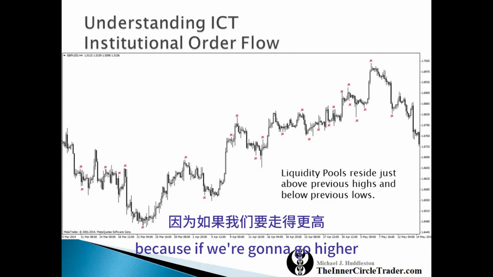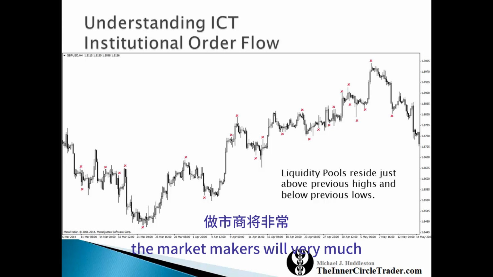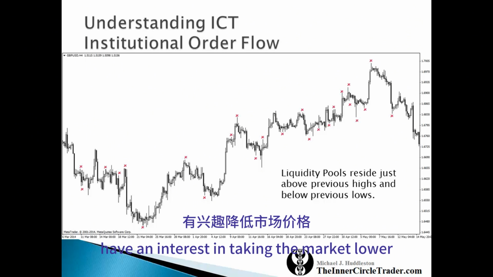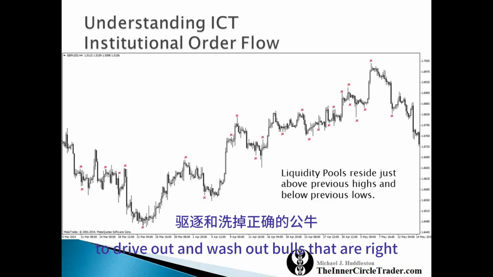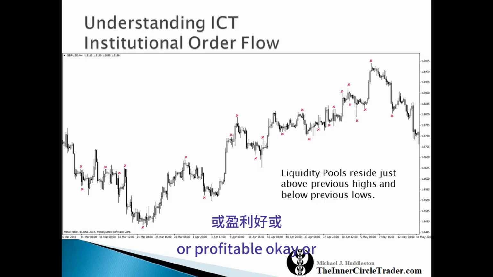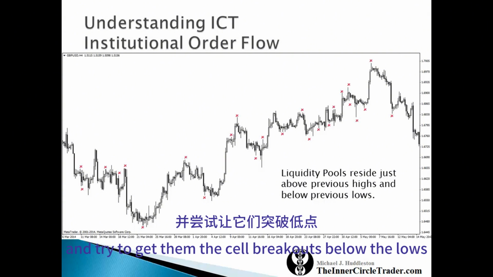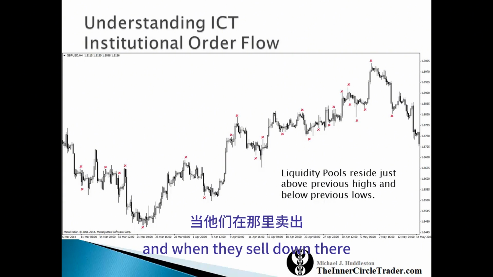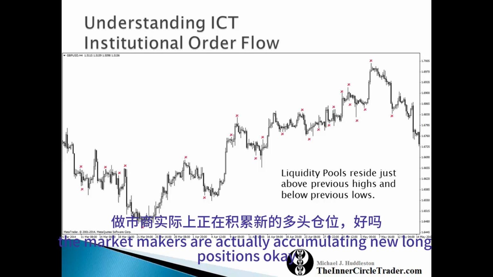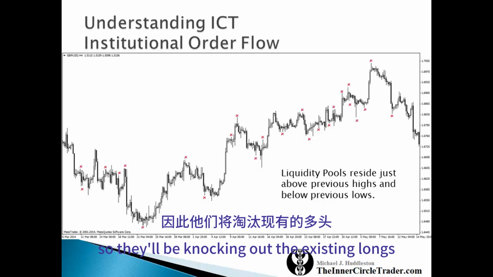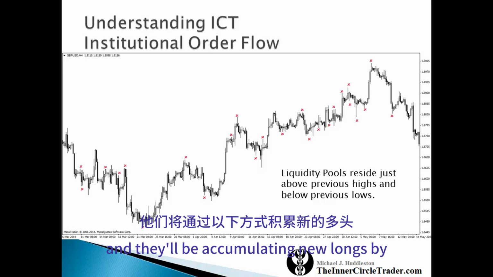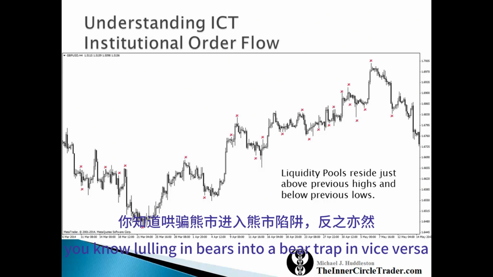Because if we're going to go higher, the market makers will very much have an interest in taking the market lower to drive out and wash out bulls that are right or profitable, or lull new bears into the marketplace and try to get them to sell breakouts below the lows. And when they sell down there, the market makers are actually accumulating new long positions. So they'll be knocking out the existing longs, and they'll be accumulating new longs by luring bears into a bear trap, and vice versa.